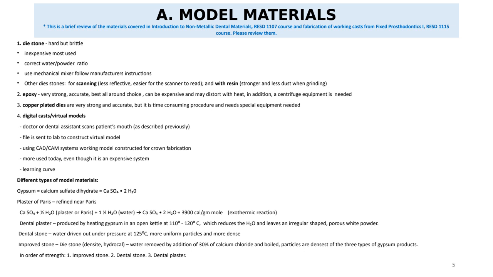In terms of strength, improved stone is the strongest. When we're talking about improved stone, it can be die stone that, like I said before, has some resin in it, which makes it a little bit stronger. Dental stone is stronger than plaster, and then the weakest is dental plaster. Improved stone can also be the regular die stone.